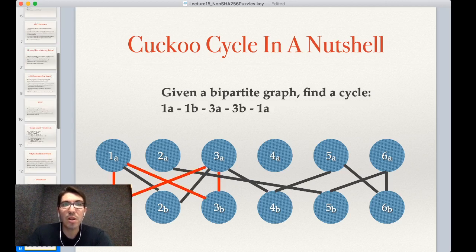So a very simple cycle here would be 1A to 1B, 1B to 3A, 3A to 3B, 3B back to 1A. So we have a 4-element cycle here. Okay, so we've gone through 4 nodes.